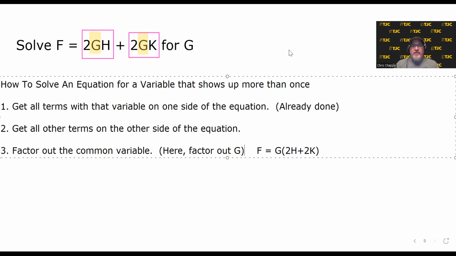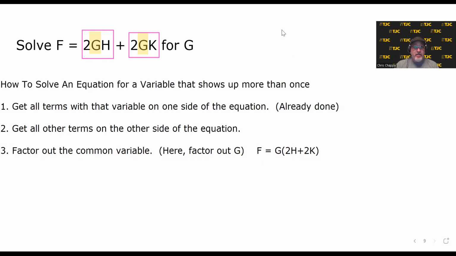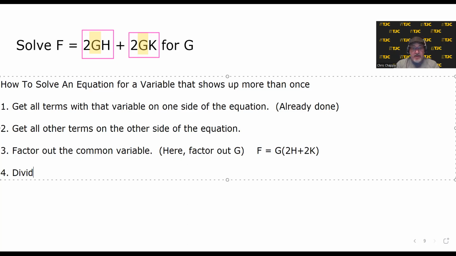All right, so what is the advantage to getting all the G terms on one side, non-G terms on the other, and factoring out the G? The answer is simple. How many G's are in the problem now? There's only one G in the problem. That's great because our goal is to get the G by itself, and now that it's down to one G, we can do that. Divide to isolate that variable.